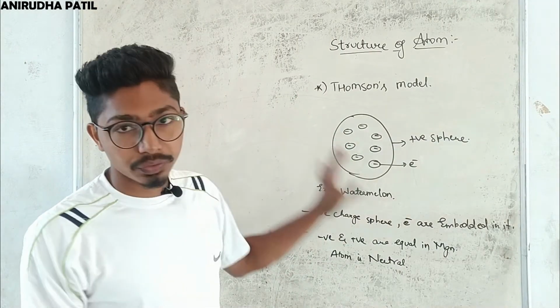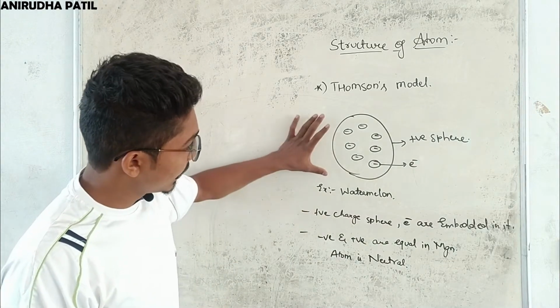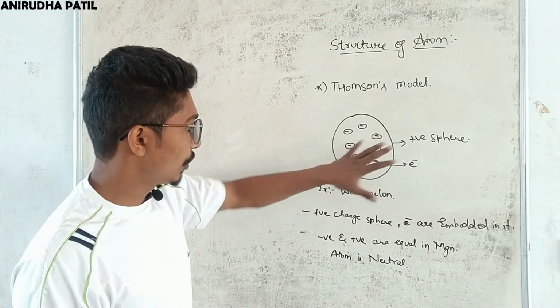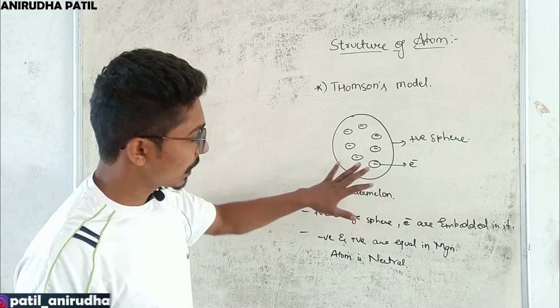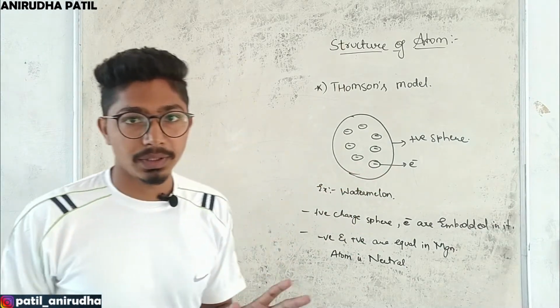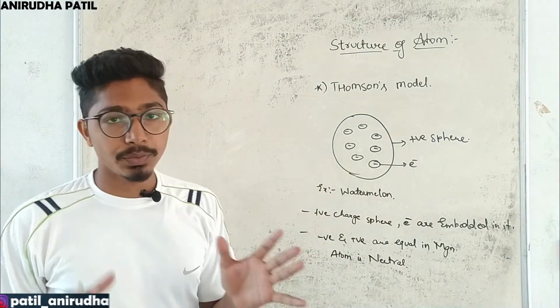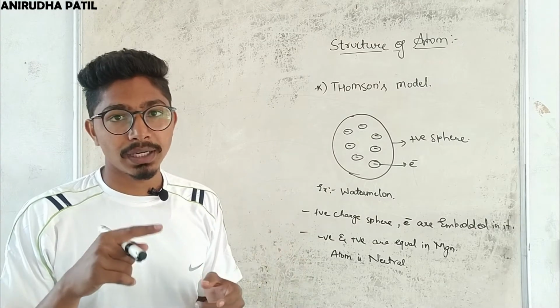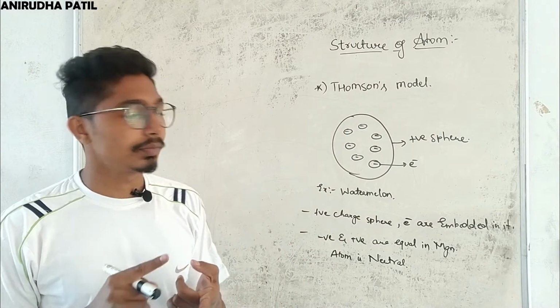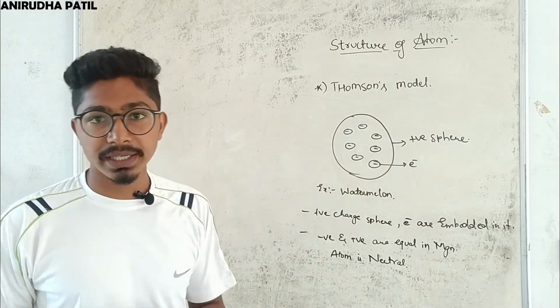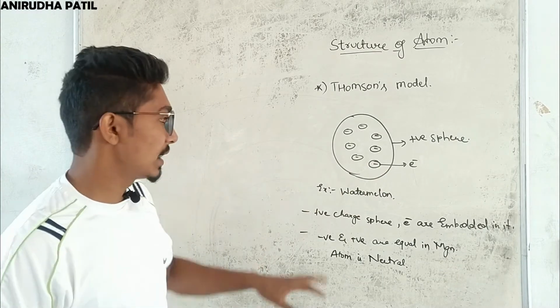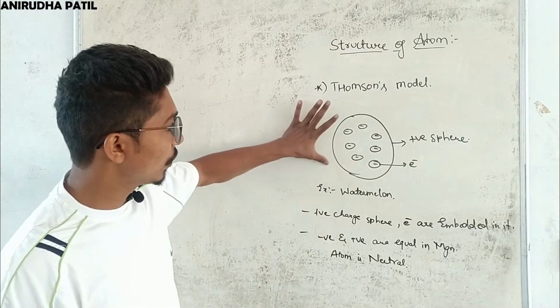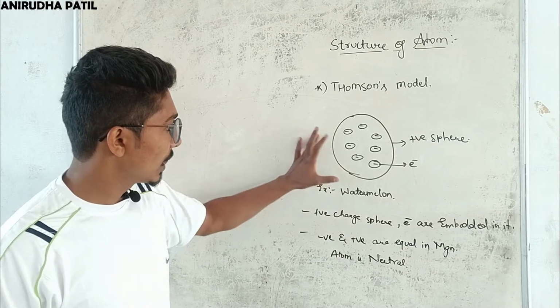So according to Thomson, electrons are embedded in a positive sphere, and you can consider the example of watermelon. It best suits his model. Suppose you consider watermelon, the reddish part in it is known as protons and all the seeds are considered as electrons. So his model was based on that concept.